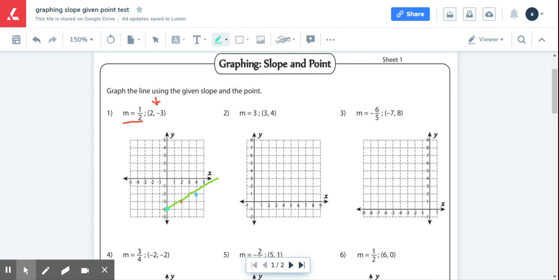So let's start with our next example, number 2. Here the slope is not a fraction, so we're going to have to make that into a fraction. If we have a whole number, we simply put a 1 underneath it. So our rise is 3, our run is 1. Notice that they're both positive, so that means we're going up. And our point is 3 and 4. So like always, we're going to start with that point. So we're going to go 3 on our x-axis, up 4, and we have our first point.